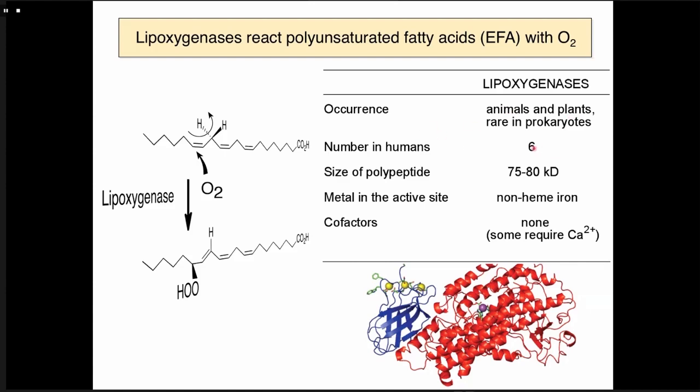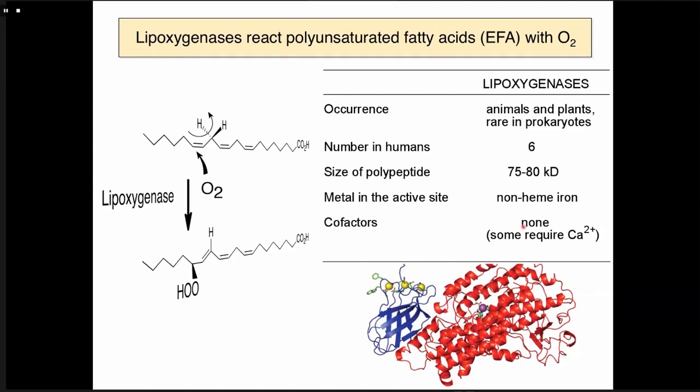These enzymes occur widely in animals and plants, rarely in prokaryotes. There's usually about half a dozen different lipoxygenases in any one species. The animal ones weigh 75 to 80 kilodaltons. They're a single polypeptide. The plant ones can be bigger, up to about 100 kD in size. But still, they all contain the same catalytic structure, centered on a non-heme iron in the middle of the catalytic domain, shown here as this purple sphere.